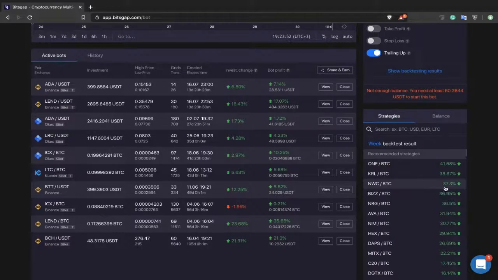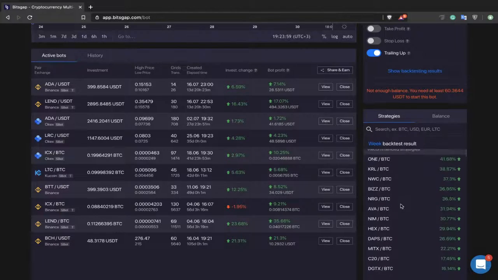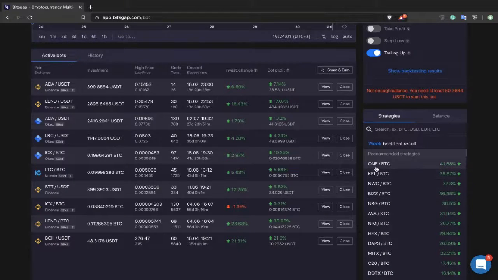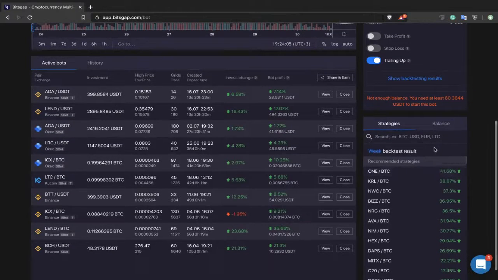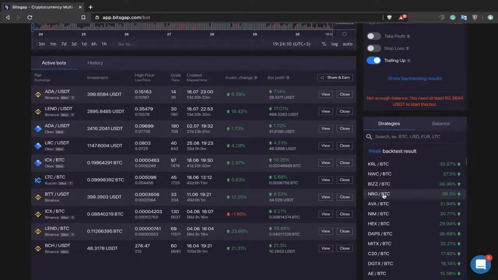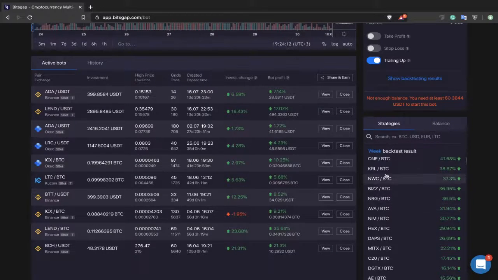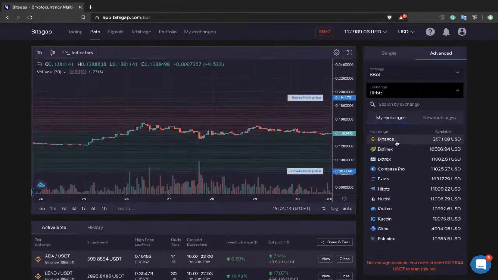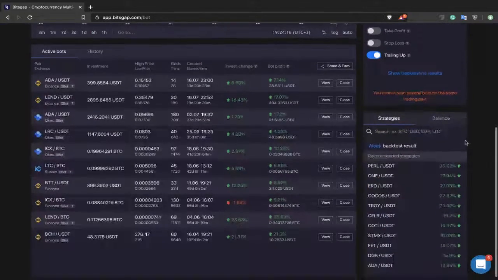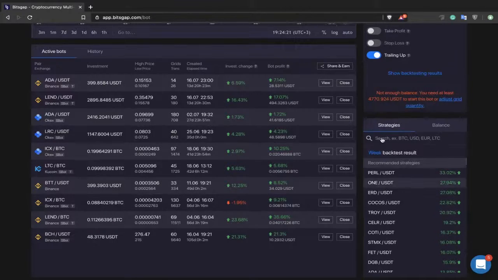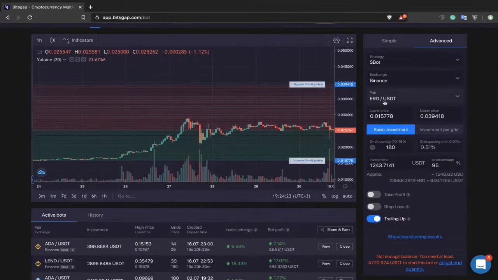I can switch to Wick, and you see that in this case it will refresh and a new recommended strategies list will be revealed. It turns out that one trading to BTC was the top performer. So just based on these recommended strategies, you can already choose a list of some cryptocurrencies to trade. Let's say I want to return to my Binance exchange, and I'm going to use ERD. You see now you have ERD selected.